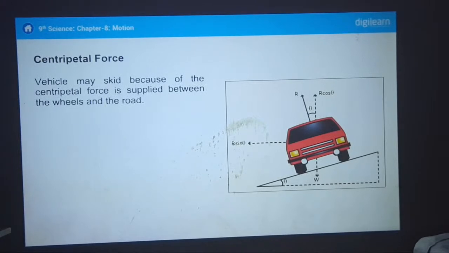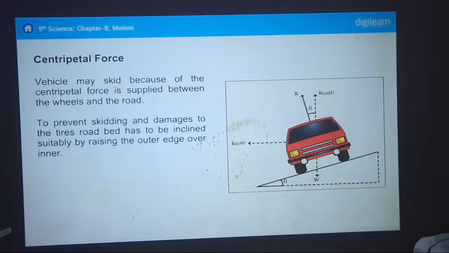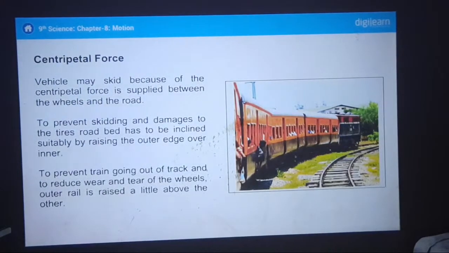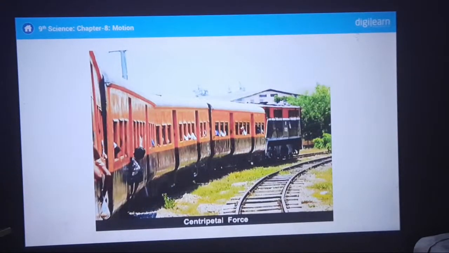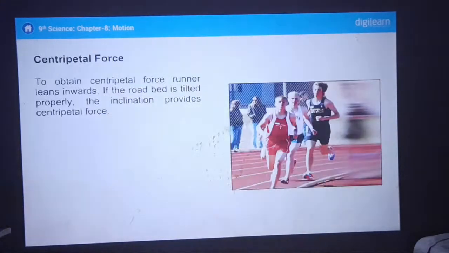A vehicle may skid because the centripetal force is supplied by friction between the wheels and the road. To prevent skidding and damage to the tires, the road bend has to be inclined suitably by raising the outer edge over the inner. To prevent a train from going out of track and to reduce wear and tear of the wheels, the outer rail is raised a little above the other. To obtain centripetal force, a runner leans inwards. If the road bend is tilted properly, the inclination provides centripetal force.